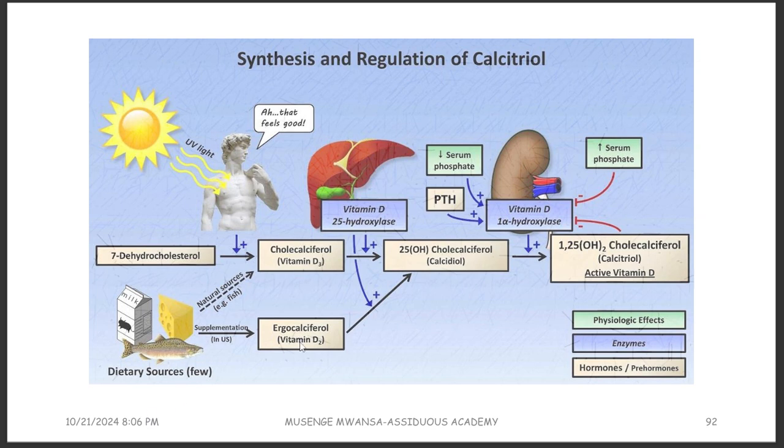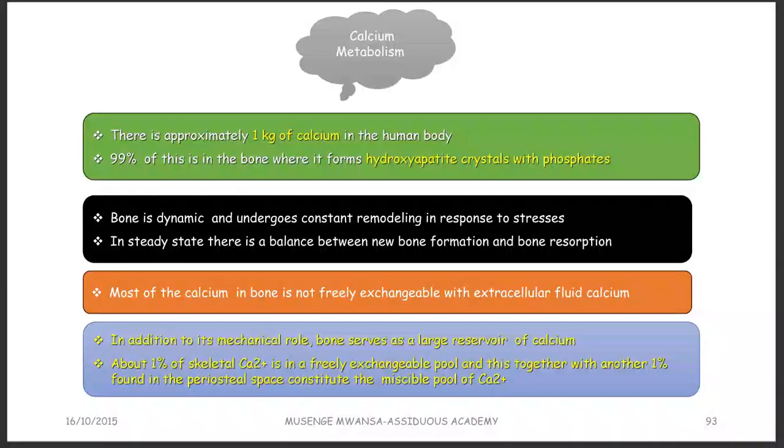From food, we get what we call ergocalciferol, which is D2. D3, we can also get from natural foods. Still, ergocalciferol can be converted to 25-hydroxycholecalciferol by the same 25-hydroxylase, and then it will do the same function.